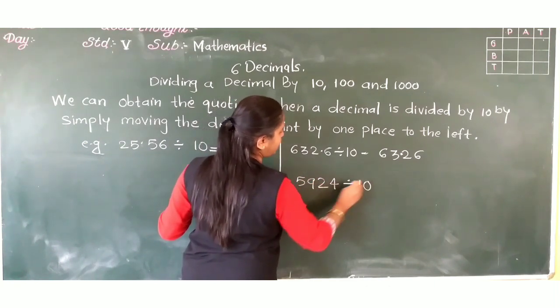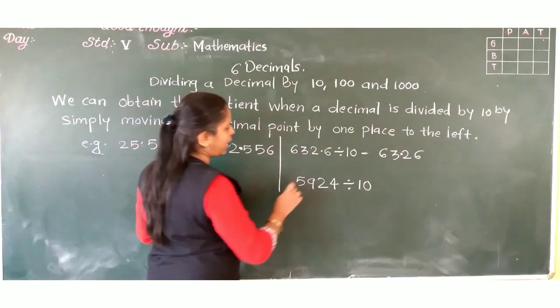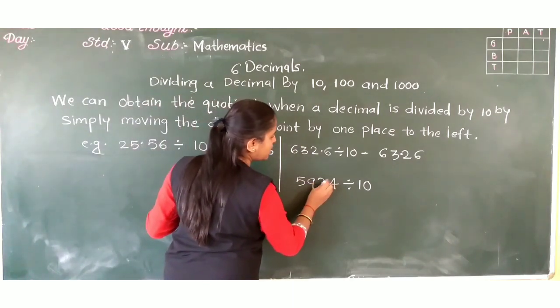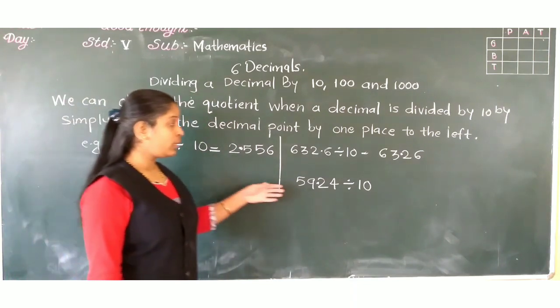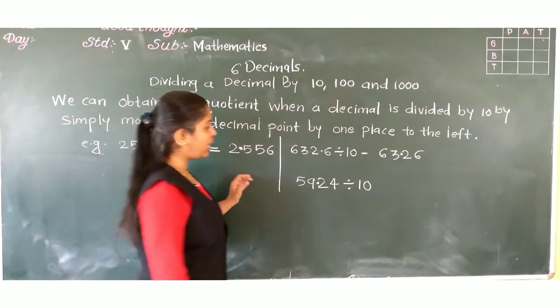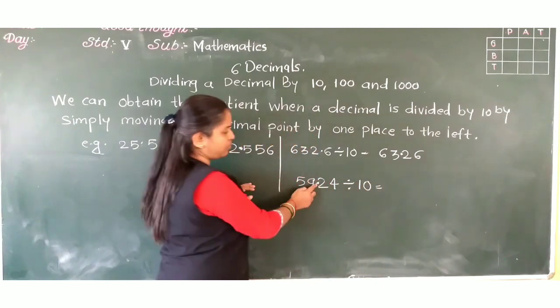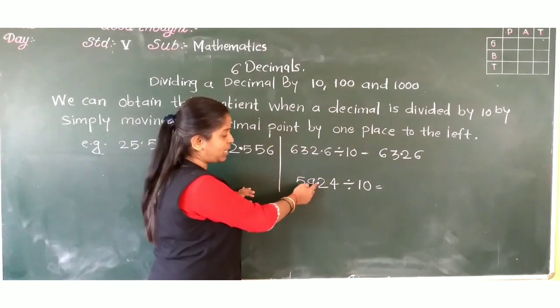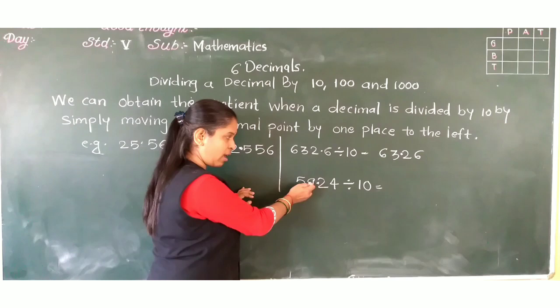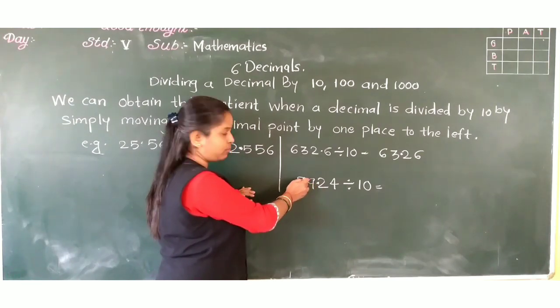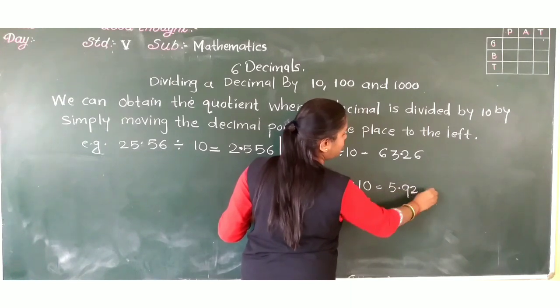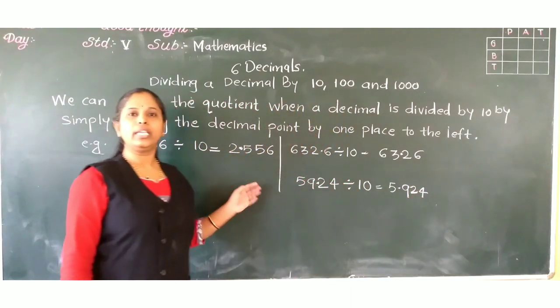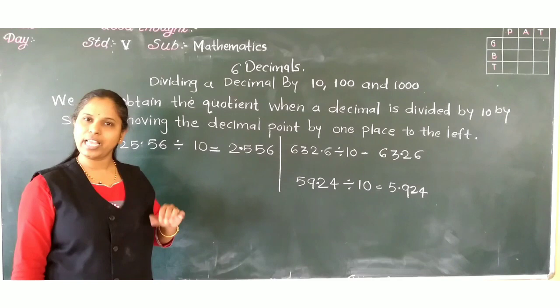Divided by 10. Okay? And the decimal is here somewhere. So now after dividing by 10, where will the decimal shift? It will shift by one place to the left. Means before 9, sorry, before 9. That is 5.924. In this way only we have to shift the decimal.